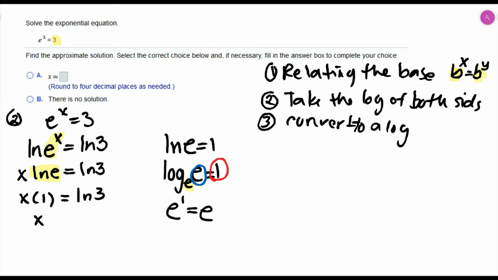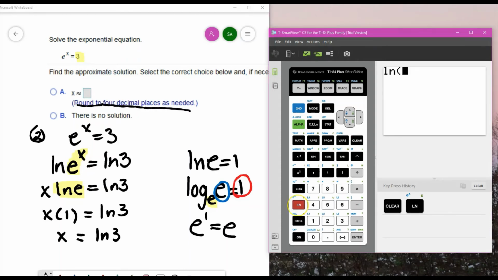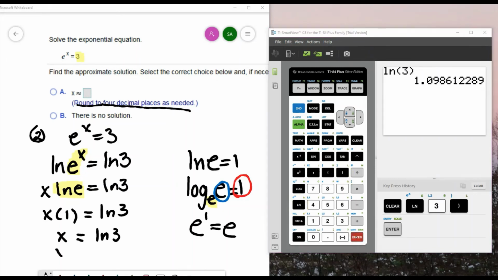And 1 times anything is itself, so we have x equals natural log 3. So I'm going to continue with my calculator since this question asks me to round 4 decimal places as needed. So I'm going to type in my calculator natural log 3 and enter. And so x is approximately 1.0986.